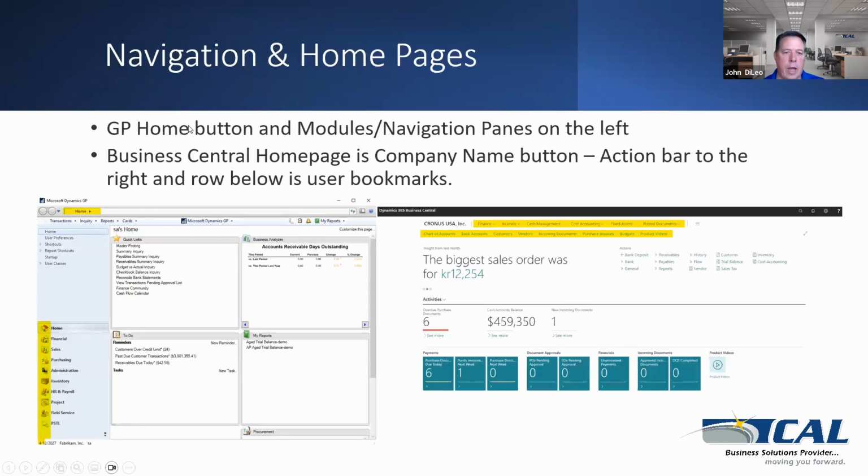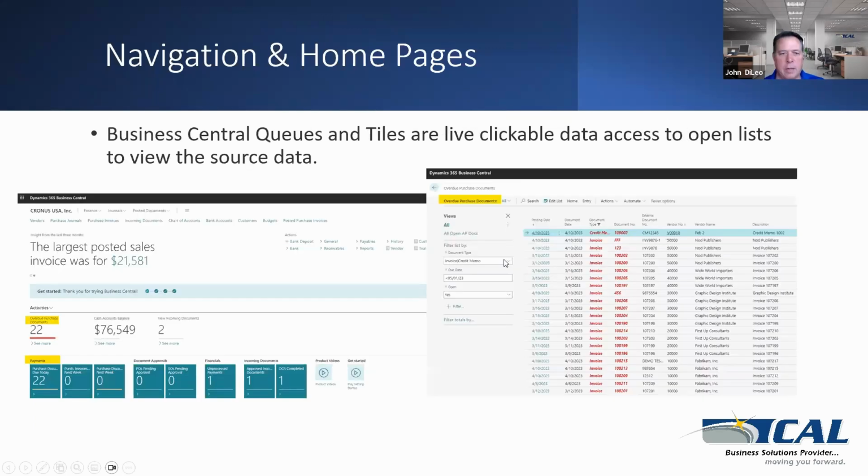So again, recap: in GP, we've got our navigation, our home button here. Here we've got our nav bar across the top, with our favorites being listed as well. And then again, the home page is accessed here. Here we're going to the company. So again, similar in some ways, but still different.